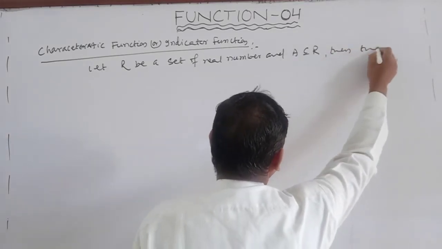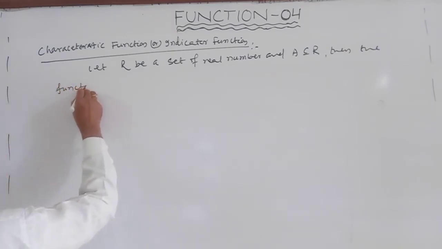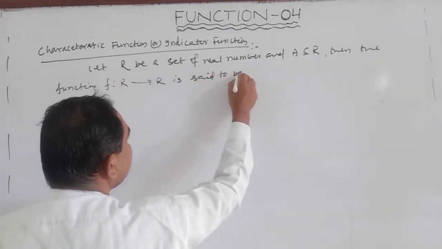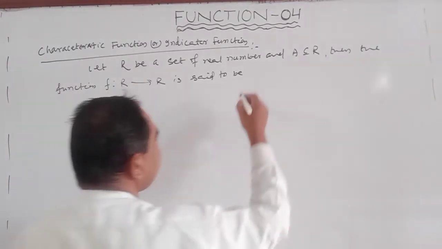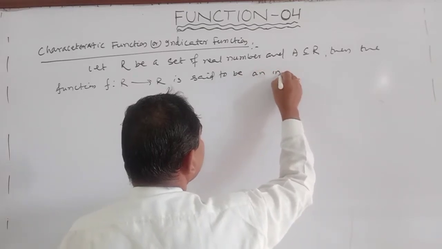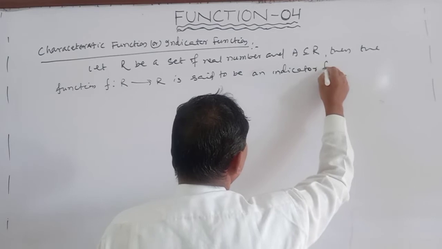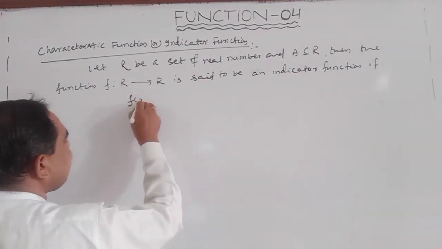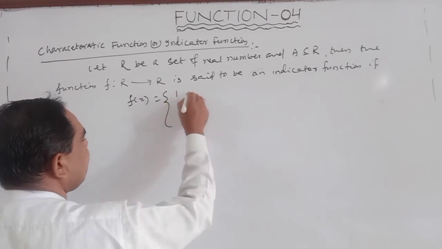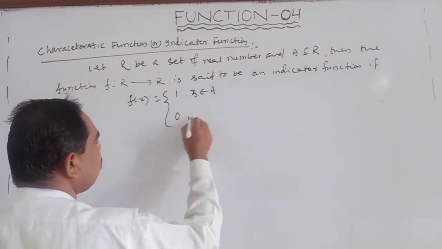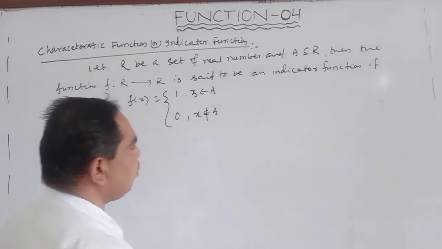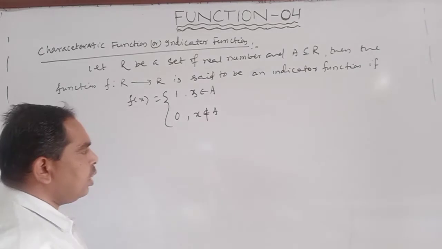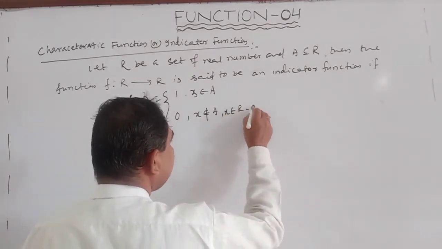Then the function f from R to R is said to be an indicator function if f of x is equal to 1 when x belongs to set A, and 0 when x does not belong to set A, or x belongs to R minus A.